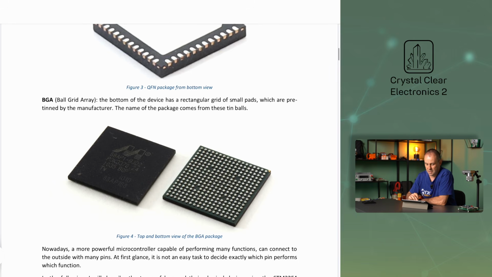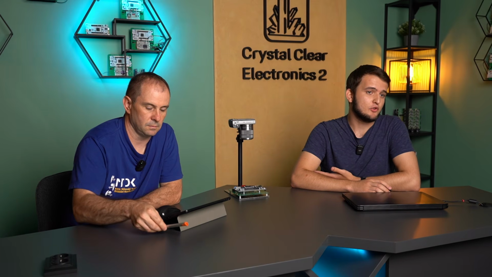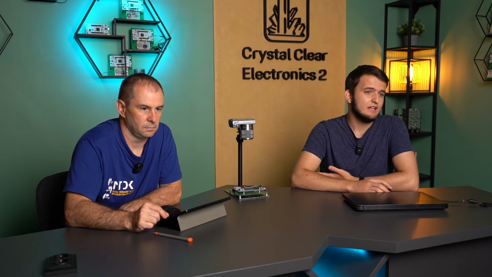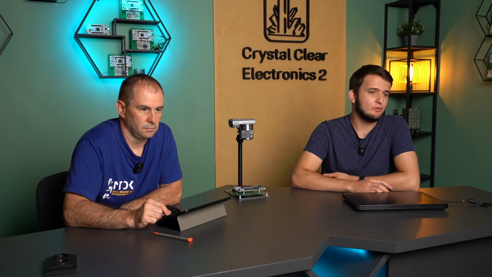And lastly, the BGA, which stands for Ball Grid Array. In this case, the bottom of the device has a rectangular grid of small pads, which are pre-tinned by the manufacturer. The name of the package comes from these tin balls. On this figure, you can see the top and bottom view of the package. Nowadays, a more powerful microcontroller capable of performing many functions can connect to the outside with many pins. At first glance, it is not an easy task to decide exactly which pin performs which function.